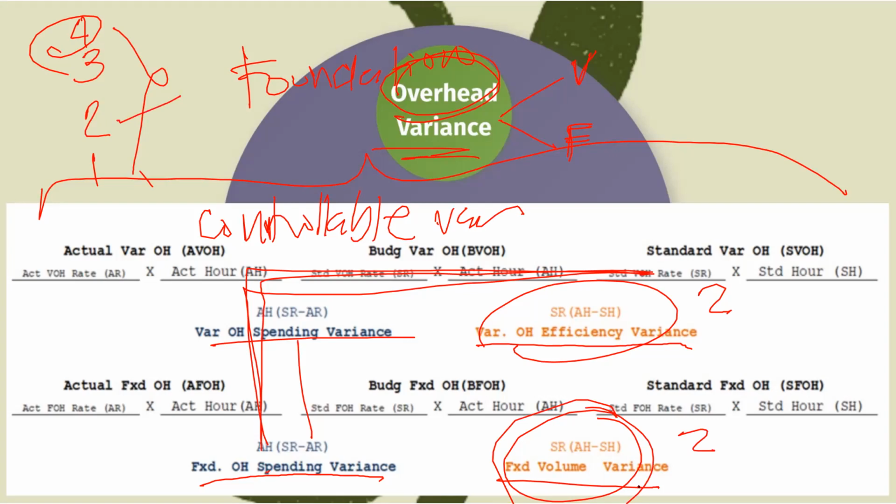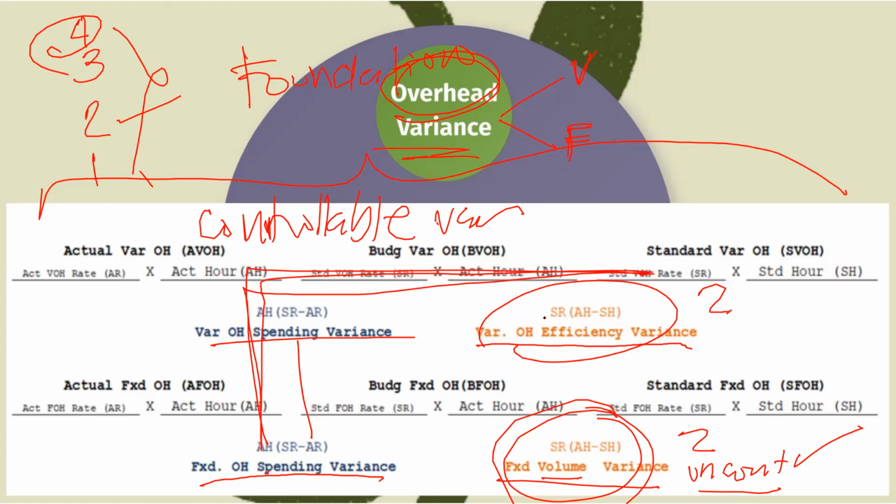Ma'am, since this is not included in the controllable variance, can I conclude that this is uncontrollable variance? Yes. Volume variance is also termed as uncontrollable variance or your capacity variance. They are all one and the same. I want you to take note of that. Please write it on your notes.